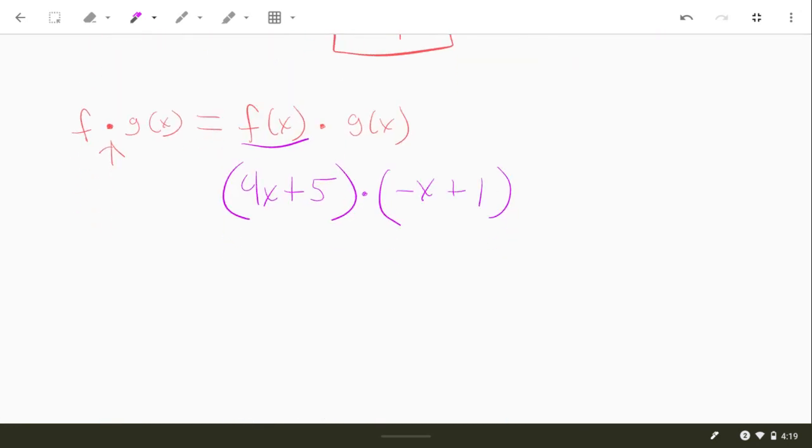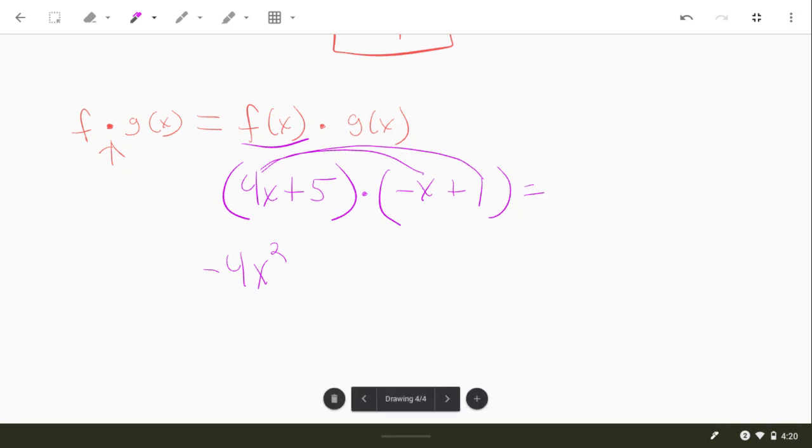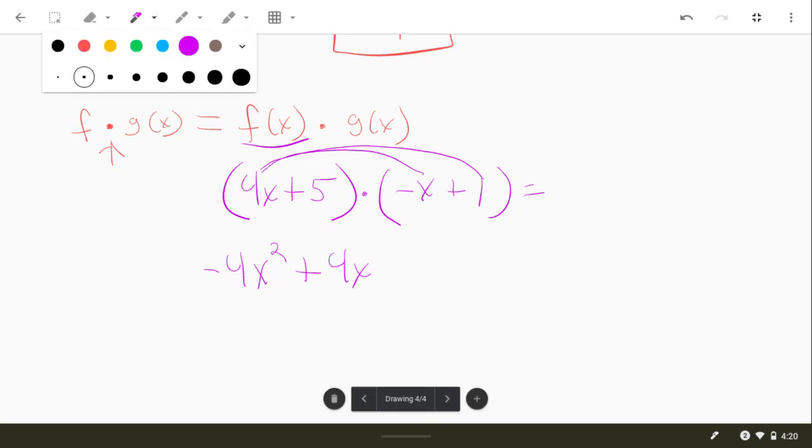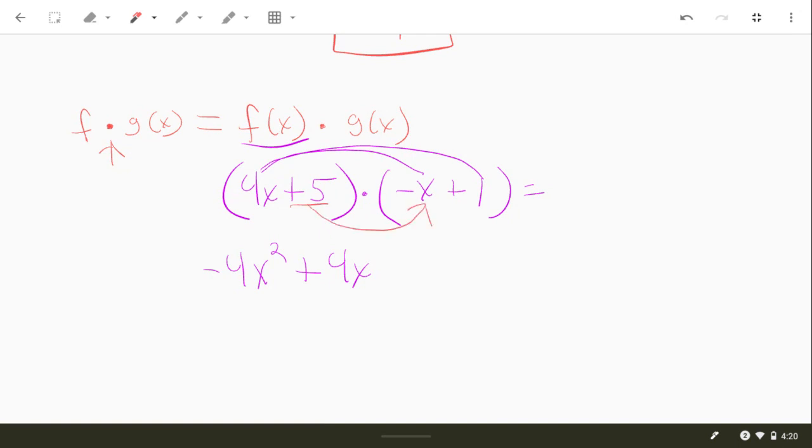Negative x plus 1. And now we're going to multiply these two beautiful things and see what comes out on the other side. So we're going to have to do the double distributive property here. 4x times negative x. Actually, I'm going to write it below. That's equal to negative 4x squared, because we had two x's. And then 4x gets distributed over there too. 4x times 1. That's 4x as well. And now we're going to do the positive 5 times both of these on the right, which 5 times negative x is negative 5x. Positive 5 times 1 is positive 5.